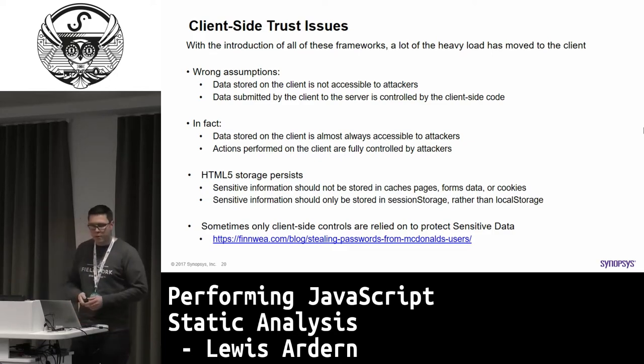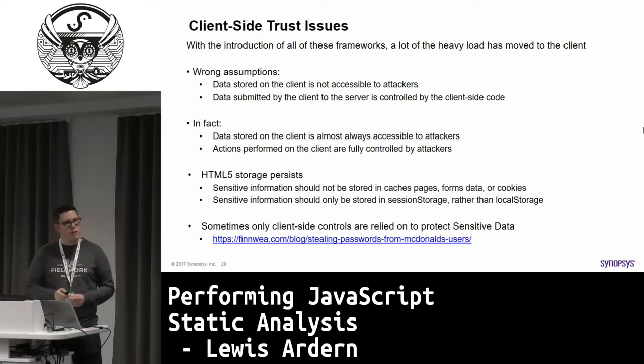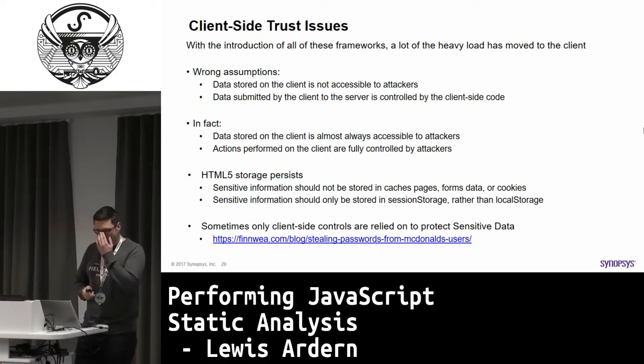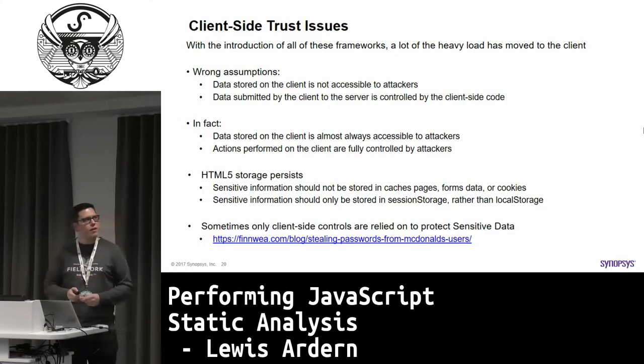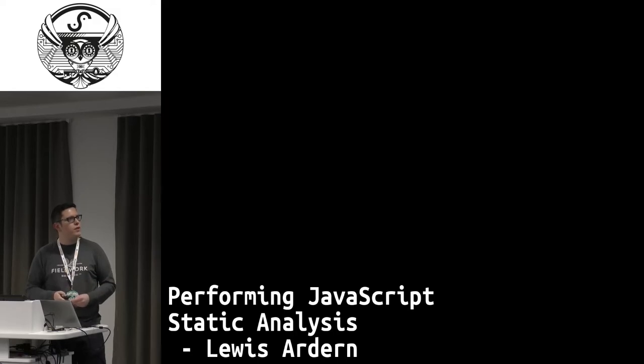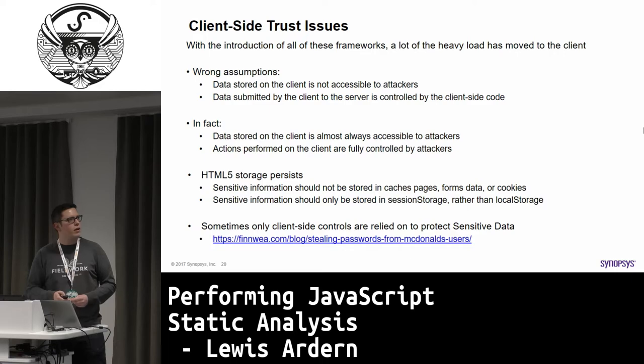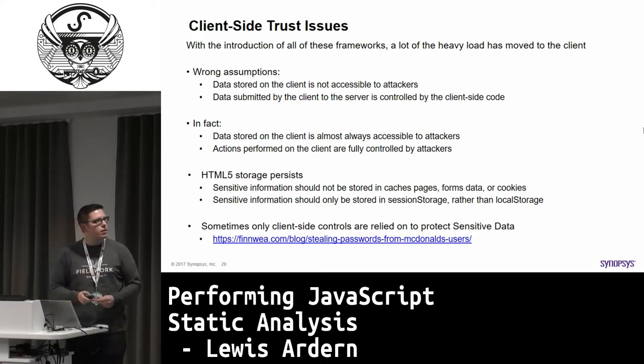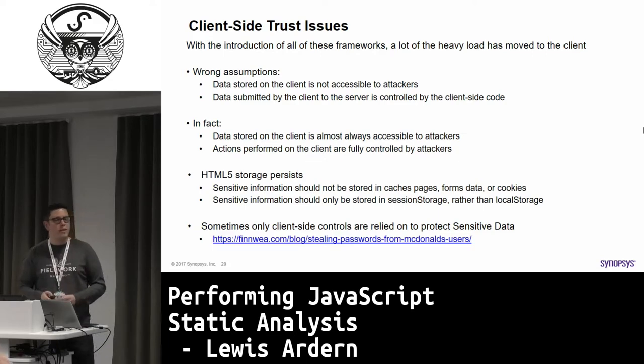So a common issue with web applications is client-side trust. When developers create applications, they often think that JavaScript is running on the client, and the interpretation is that attackers can't access this. There are a lot of wrong assumptions that if data's on the client, it's not accessible, and that when data's submitted by the client, it's controlled by the server side. But in fact, data that is stored on the client is definitely accessible by attackers.